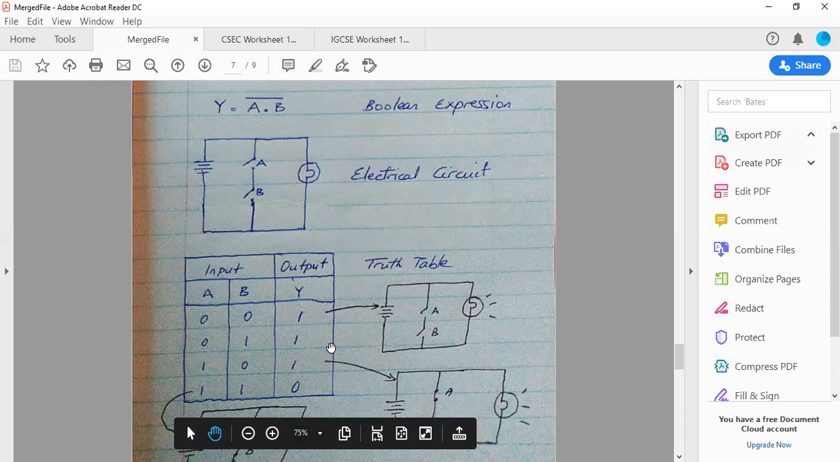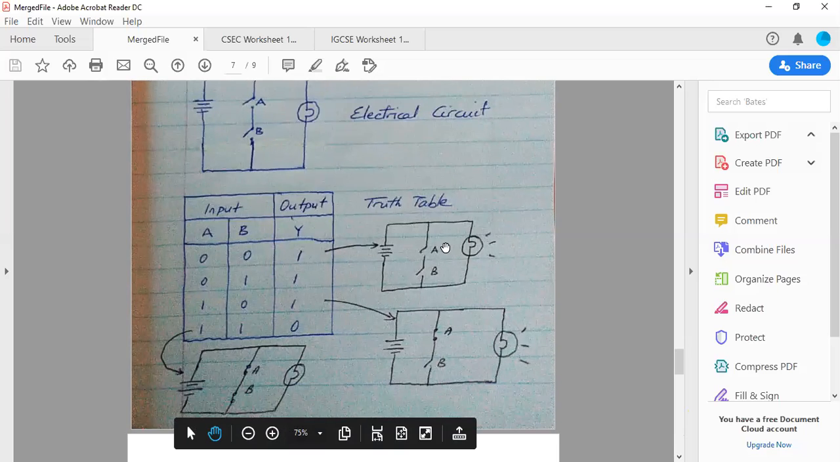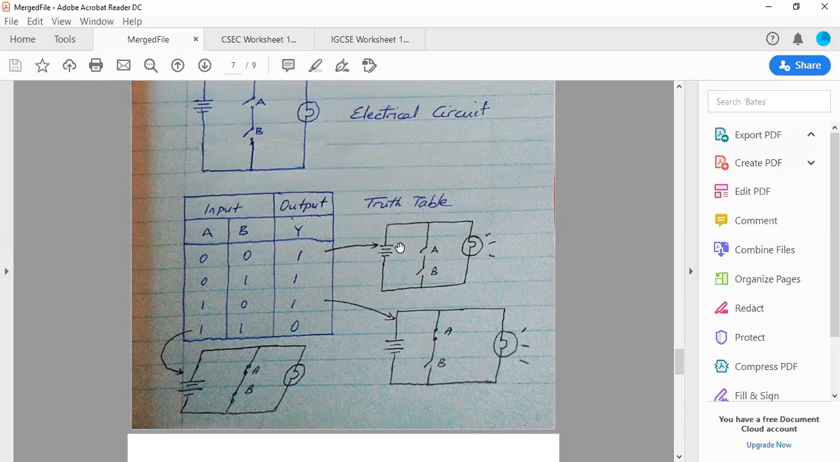However, the same thing with the electrical circuit. Here, if both switches are open in this scenario, current is going to flow through, bypass these switches and go directly to the bulb and cause it to light. So once both switches are open in this case, current is going to flow, causing the bulb to light. So you get a condition of 1.